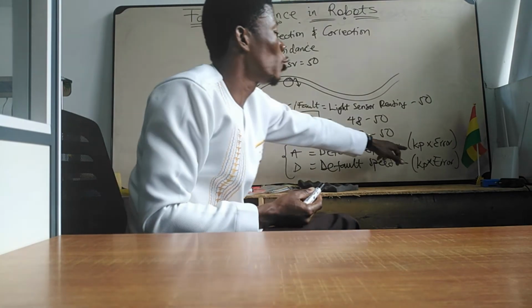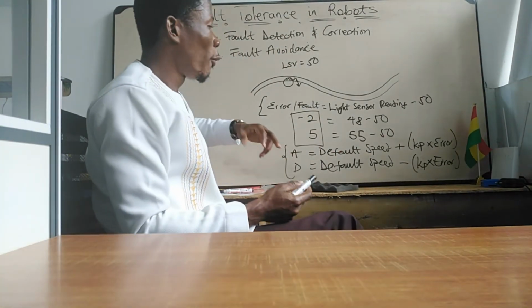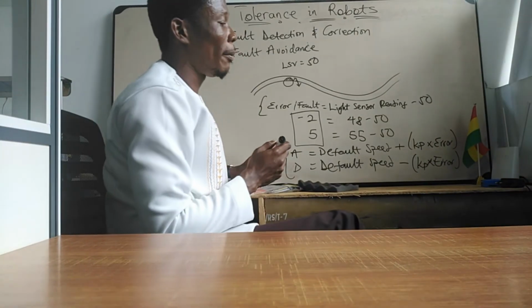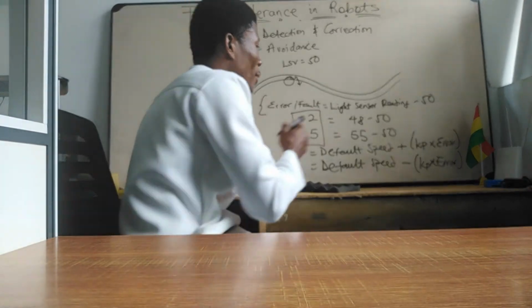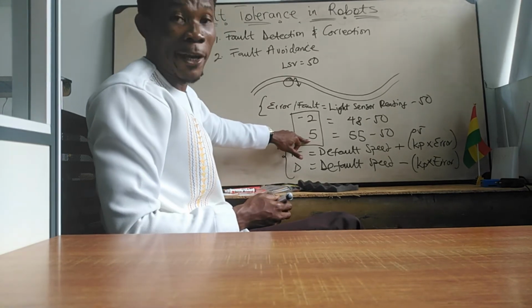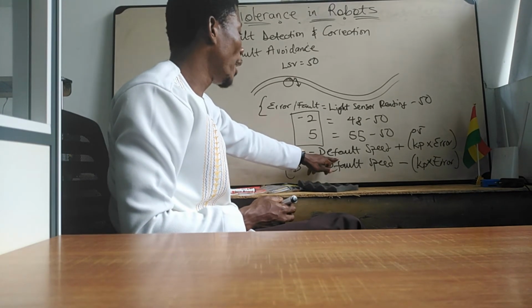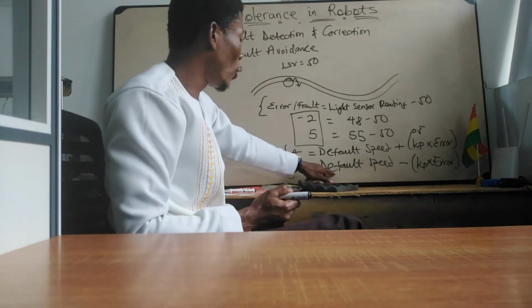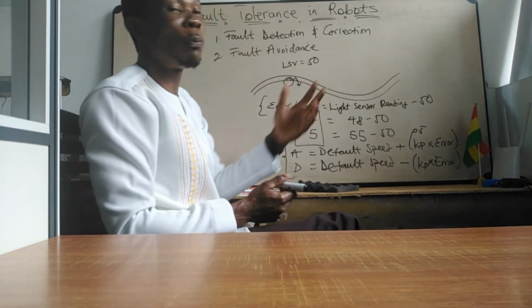So if we want to apply the entire error, then we set that fraction to 1. If we want to use half of it, we set it to 0.5. The constant we use there is called the proportional gain. So assuming I set the proportional gain to 0.5, then when there is an error of, let's say, 5, the speed of motor A is going to increase not by 5 but by 2.5, and the speed of motor D is going to reduce by 2.5.